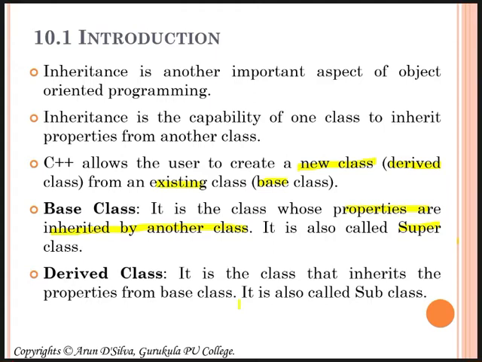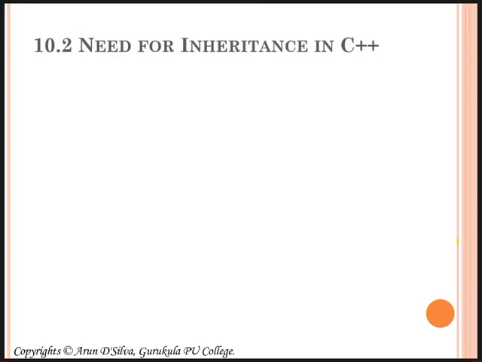Also, we give a name for this: subclass. Base class we call superclass, and derived class we call subclass. So this is a basic idea for you people. So a simple word is inheritance, and it makes really new things in object oriented programming. So we'll see why we really need inheritance, the need for inheritance in C++.